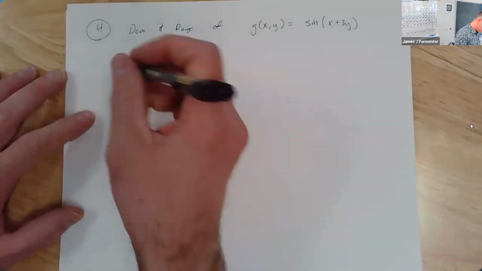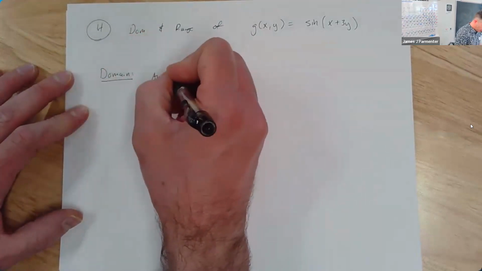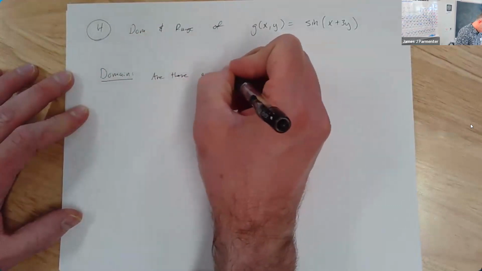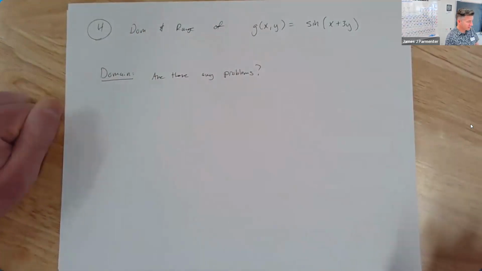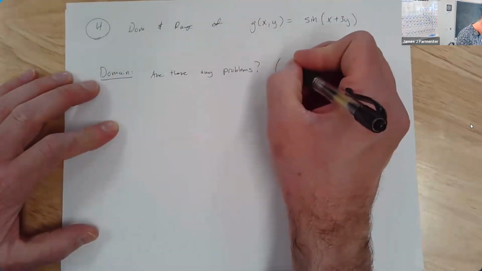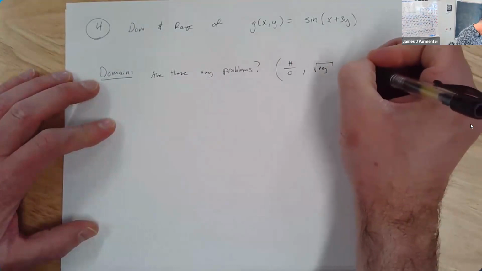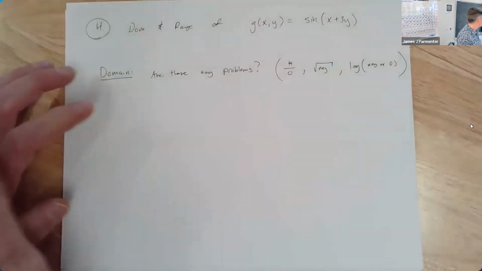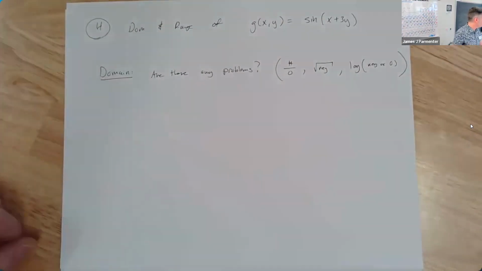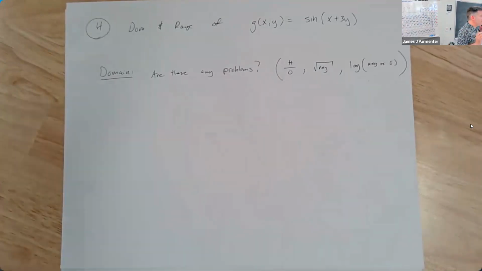So when I'm thinking domain, the question I'm really asking is, are there any problems? When I say problems, what I specifically mean are division by 0, square root of a negative, or the logarithm of a negative or 0. Those are the 3 things in my brain. I'm like, okay, do I have any of those possibilities? Nope, nope, nope. Then I don't have any worries. So the domain is everything.